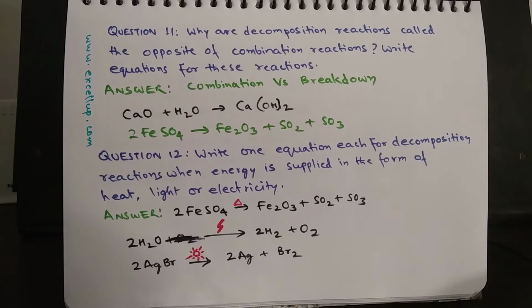And in the third example, energy is supplied by light. What happens when silver bromide or any halide of silver is exposed to sunlight? It decomposes to give silver and halogen. So here 2AgBr, that is silver bromide, when exposed to sunlight gives 2Ag, silver, plus bromine, Br2.